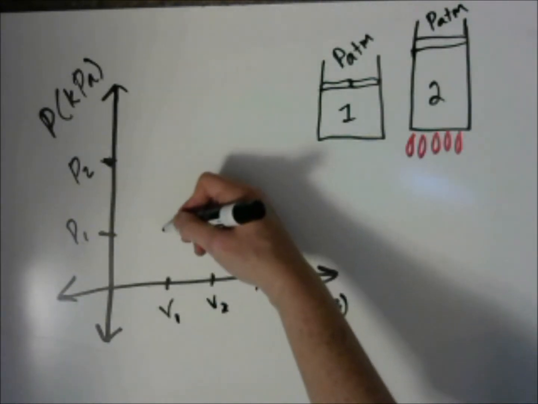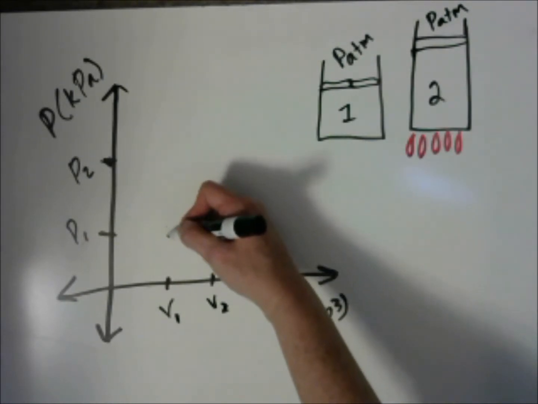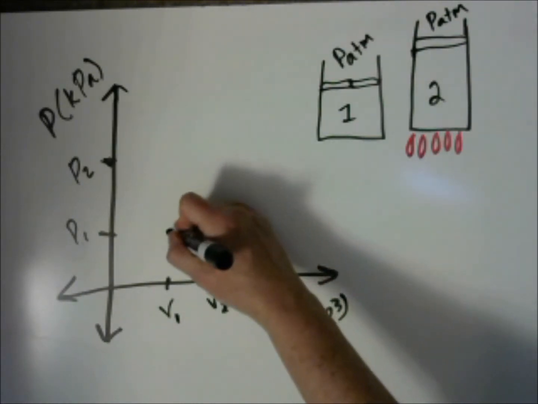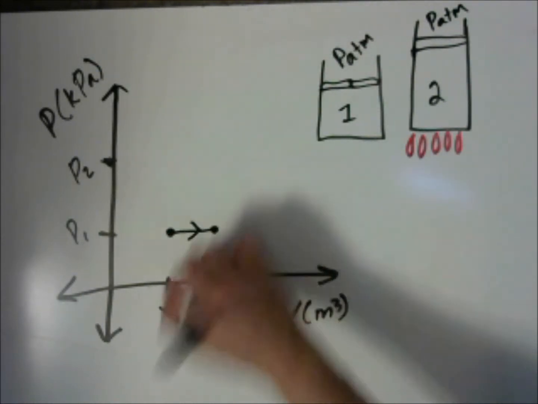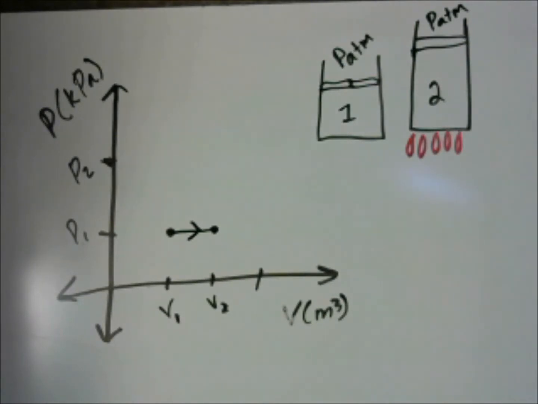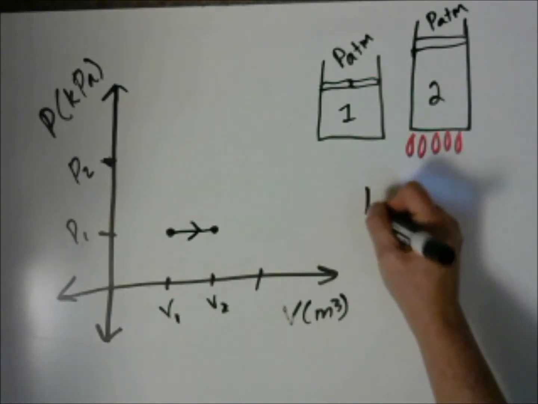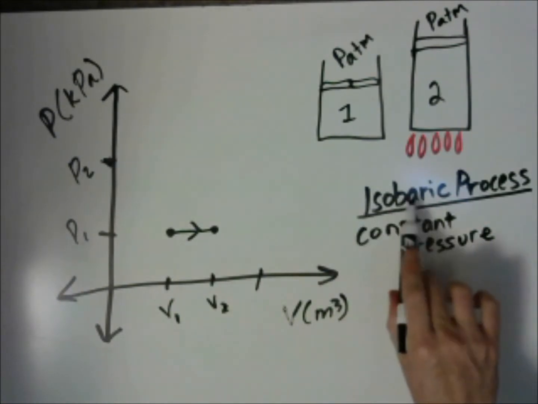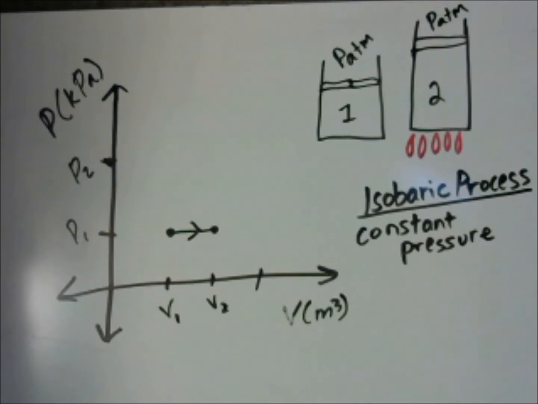We start at pressure 1 and volume 1. And we heat it up so it moves to volume 2, but it stays at pressure 1. This is an example of an isobaric process. An isobaric process is one where the pressure stays constant. And you can remember the term isobaric because bar has the same root as in barometer, which measures pressure also. So an isobaric process is a process with a constant pressure.